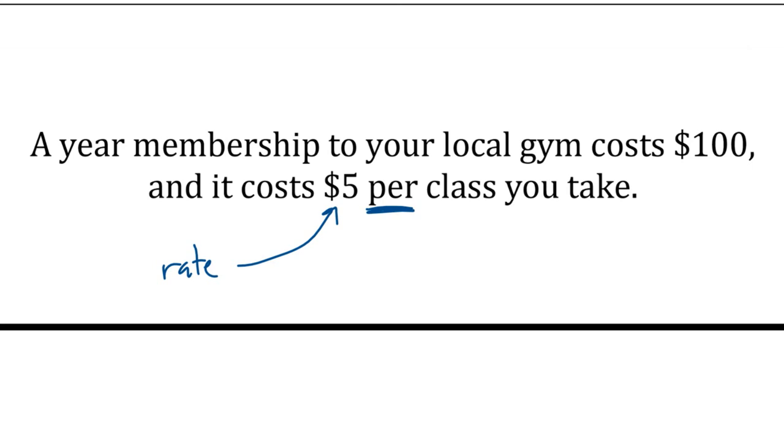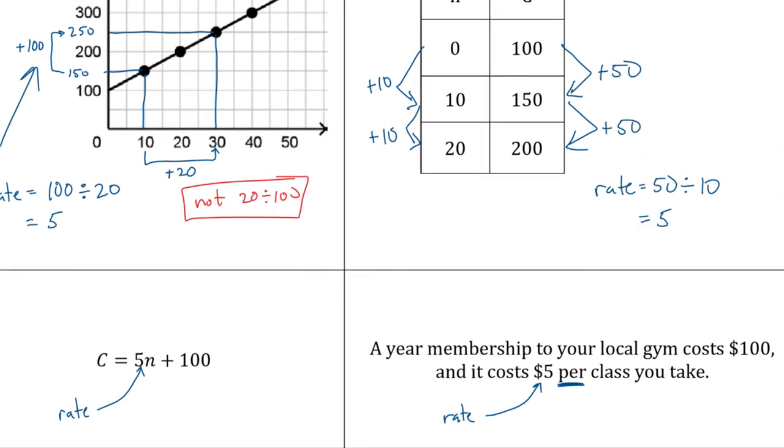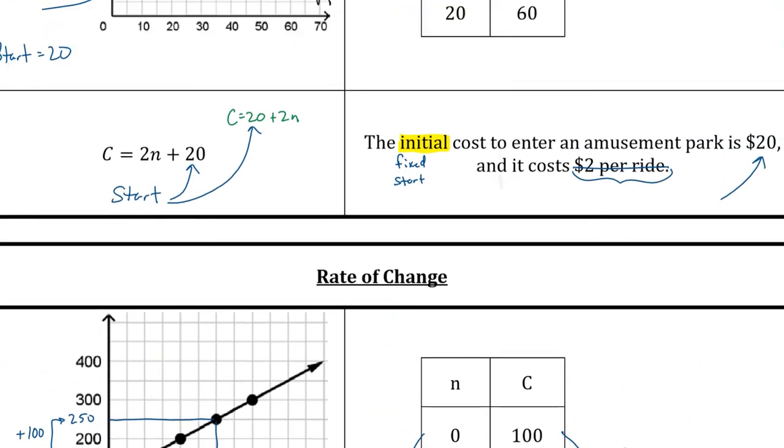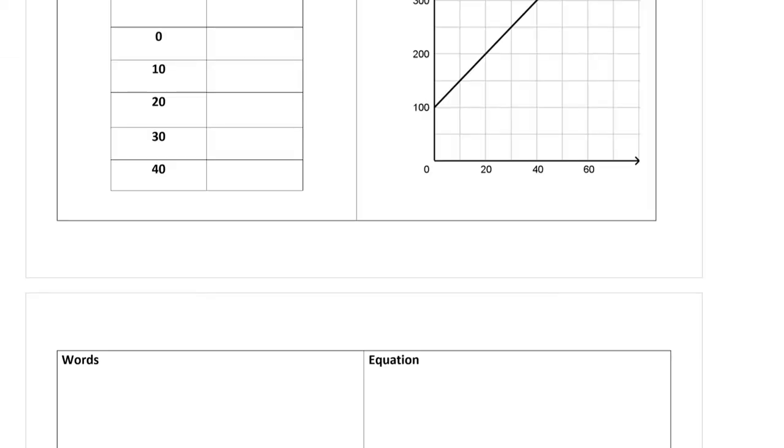And that's it. So we've looked at all four from a rate: words, equation, table, and graph. And we've looked at all four from the start to the starting value. Words, equation, table, and graph. And so your practice for today is going to look very similar to what we just did.